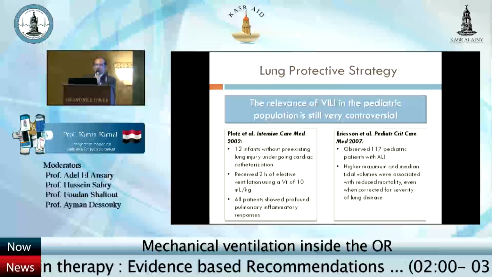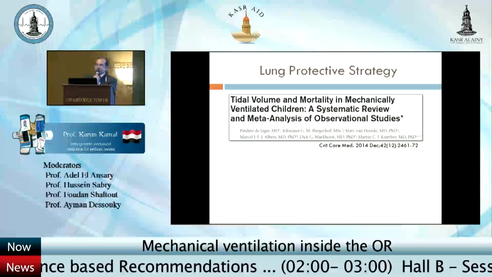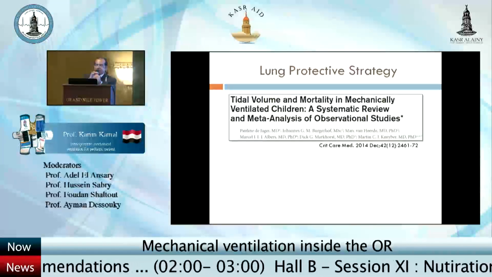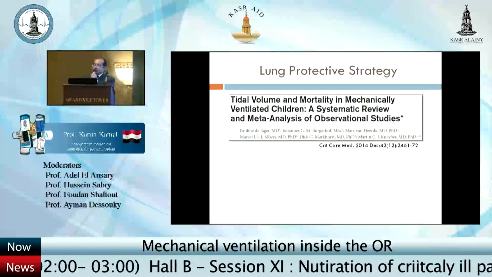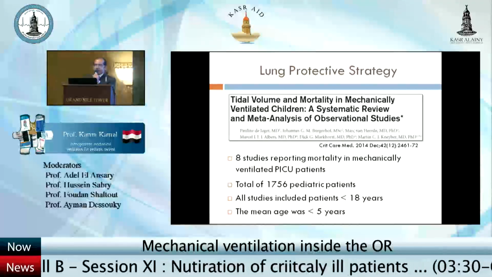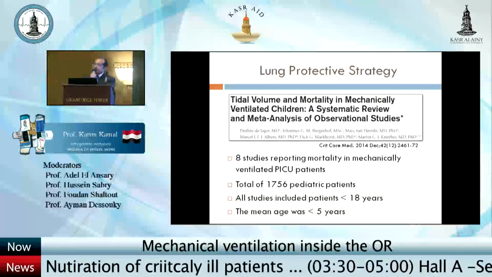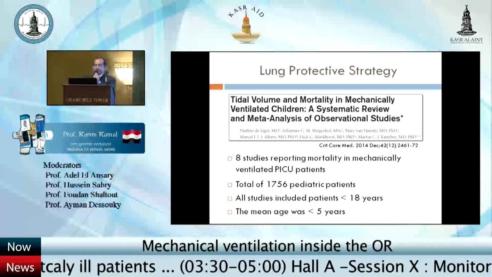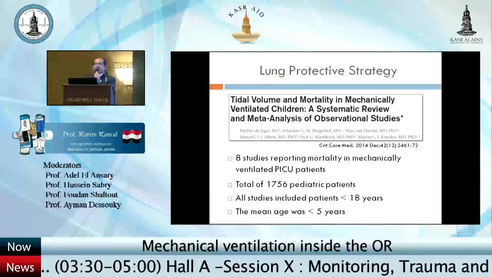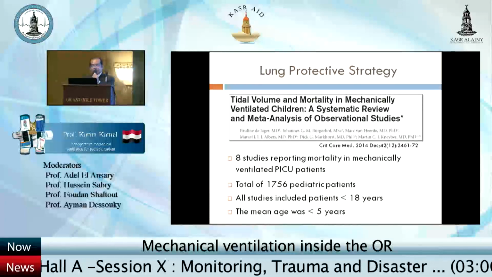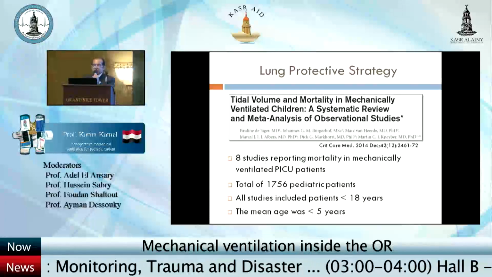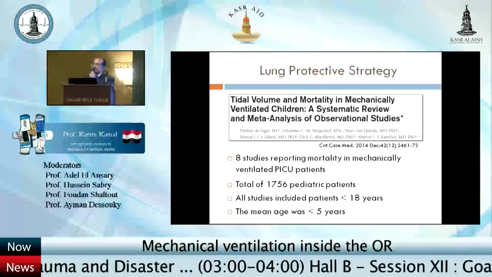So it is very confusing. There was a systematic review and meta-analysis published in 2014 that involved 8 studies reporting mortality in mechanically ventilated pediatric ICU patients, and a total of 1,700 pediatric patients, all below the age of 18 years with a mean age of less than 5 years.